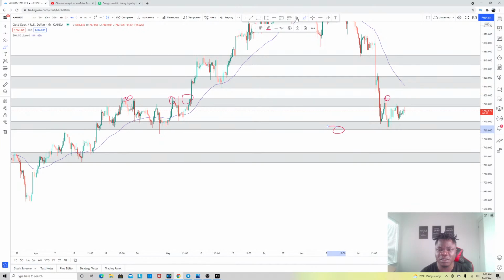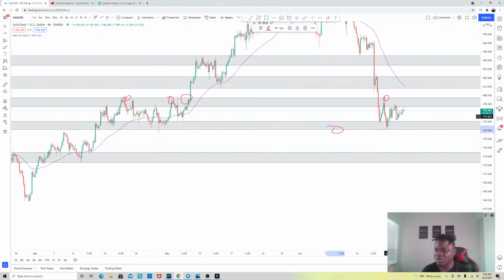So when price is in between resistance and support, it simply means price is ranging or consolidating. When price is consolidating like this, price could either go up or come down. So we don't know what's going on right now. We just got to wait and see what gold is going to do. It's not doing anything right now, so you can't get in on gold right now.